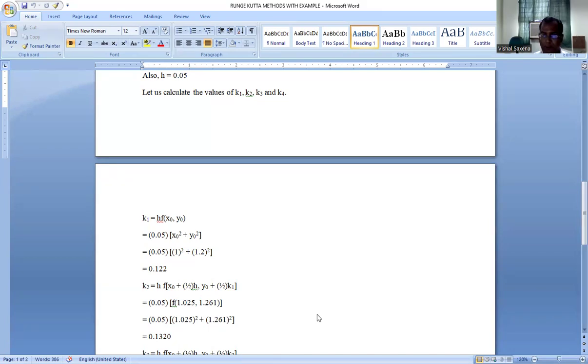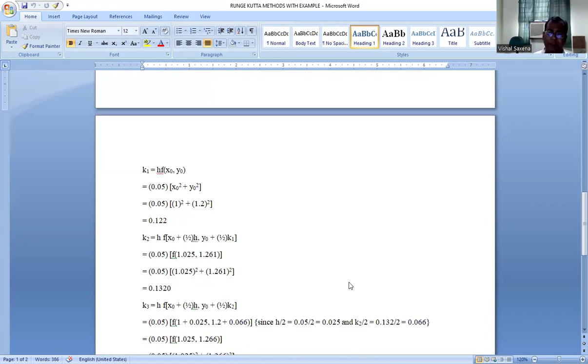0.122. So therefore it is 0.05 and function f(1.025, 1.261). And when we solve it using our scientific calculator, we get its value as 0.1320. So in this way, I think it is quite clear. It is not a tough method.